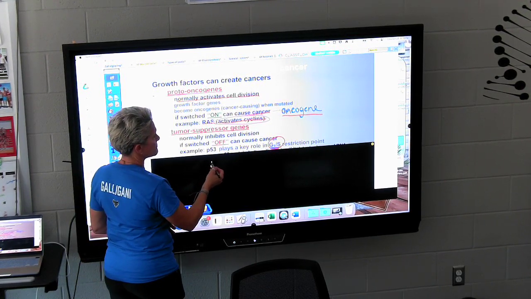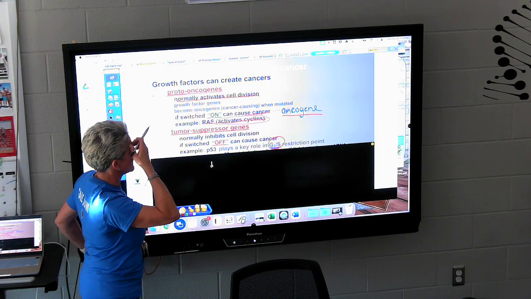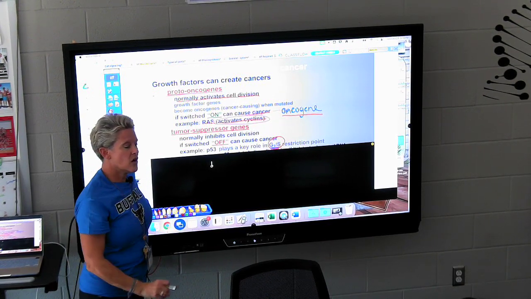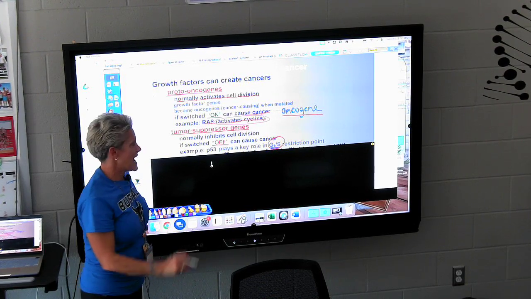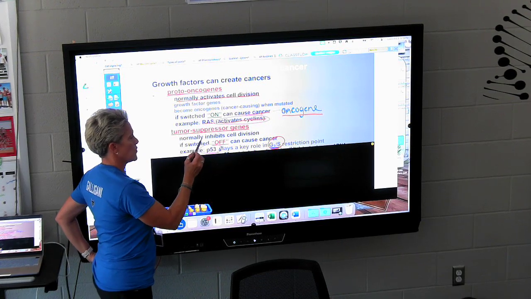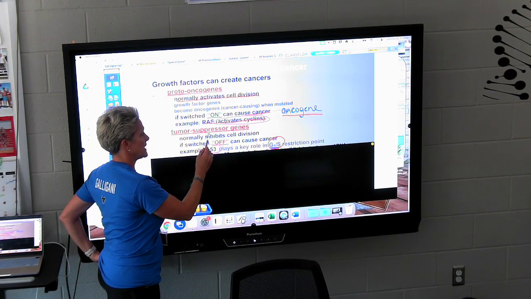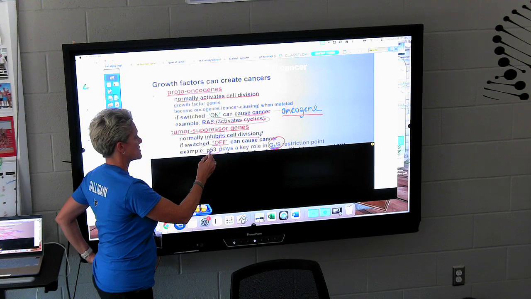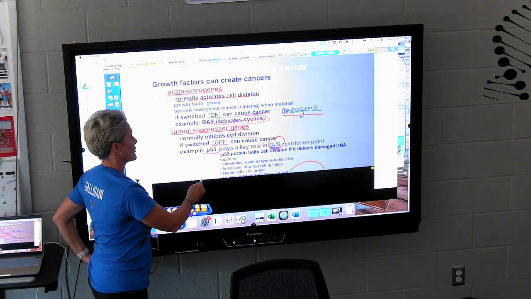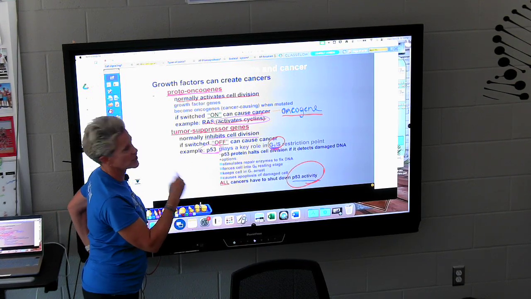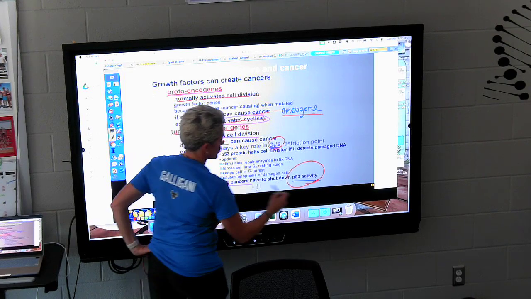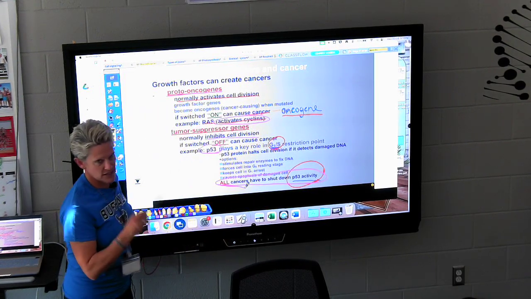All right, and an example of this is a type of protein called P53. All cancer has to turn off P53 because this normally inhibits cell division. All cancers will turn off P53, and it basically halts that. I'm going to show you P53 here. All right, so all cancers have to shut down P53 activity. That's what I wanted to say.